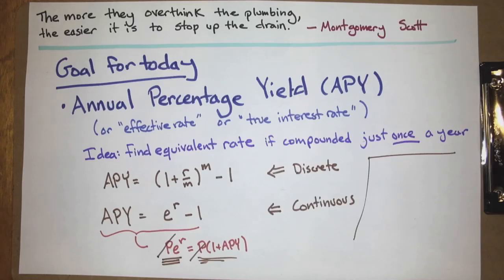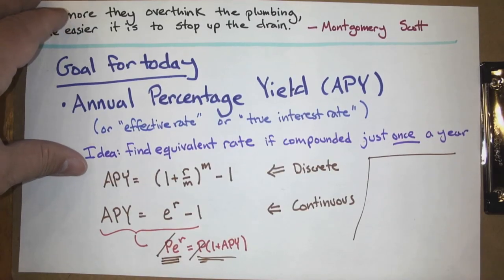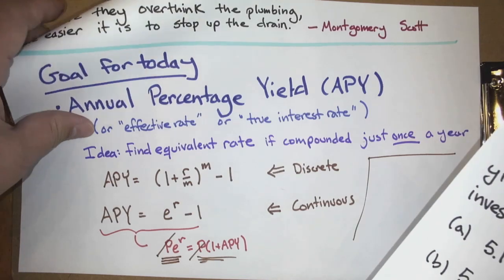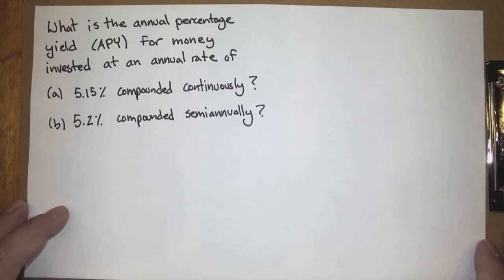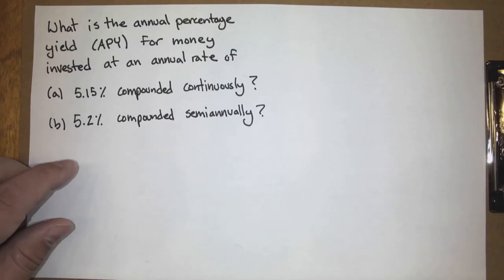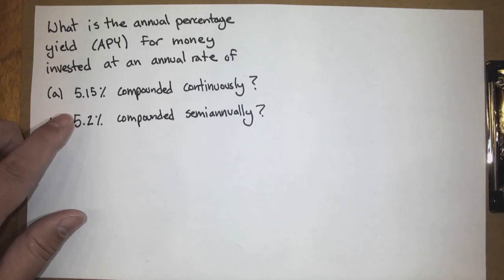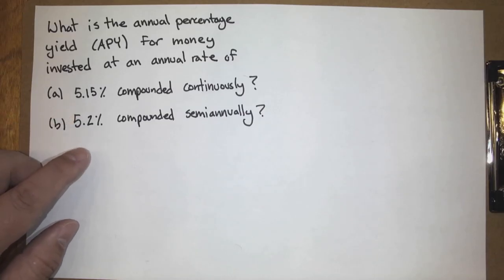All right. Well, let's try this out. Any questions on this? At least the idea. The idea is, what would I have to invest if I only got a simple interest rate to get the equivalent return? So what is the annual percentage yield, APY, for money invested at an annual rate of 5.15% compounded continuously, or at 5.2% compounded semi-annually?